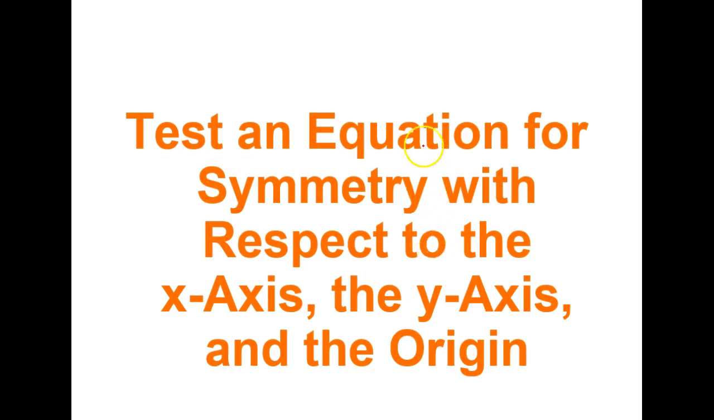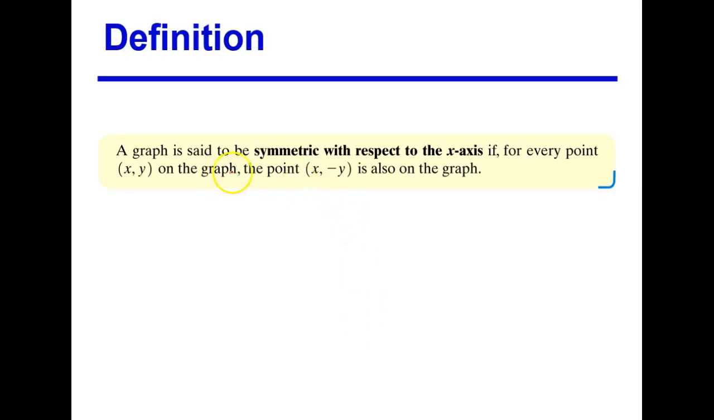So our next learning target: we're going to test an equation for symmetry with respect to the x-axis, the y-axis, and the origin. Now remember that symmetry is where I can fold it like a piece of paper or a mirror, and it's exactly the same. So my graph is symmetric with respect to the x-axis, and remember my x-axis goes this way, if for every point (x, y), the point (x, -y) is also on the graph.